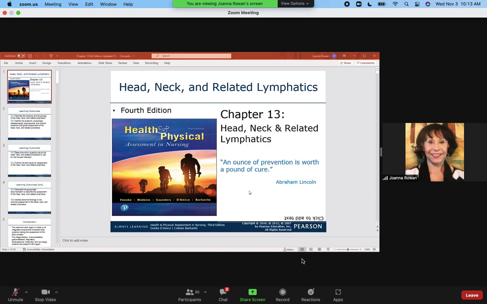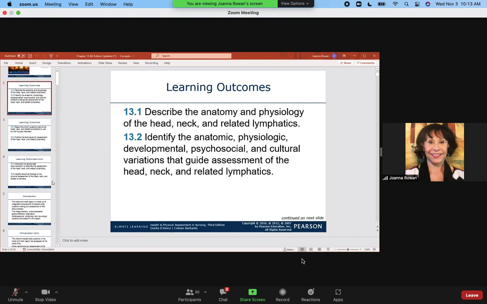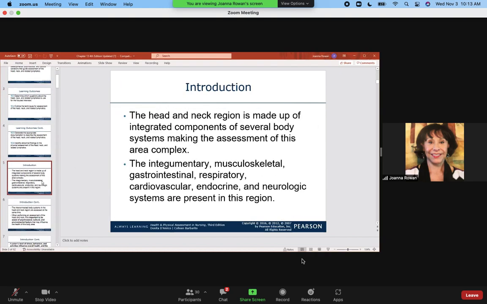...is so right. If we prevent some of the diseases that we end up having because of risks, we will be so much better off. Okay, so let's go right away to the introduction.